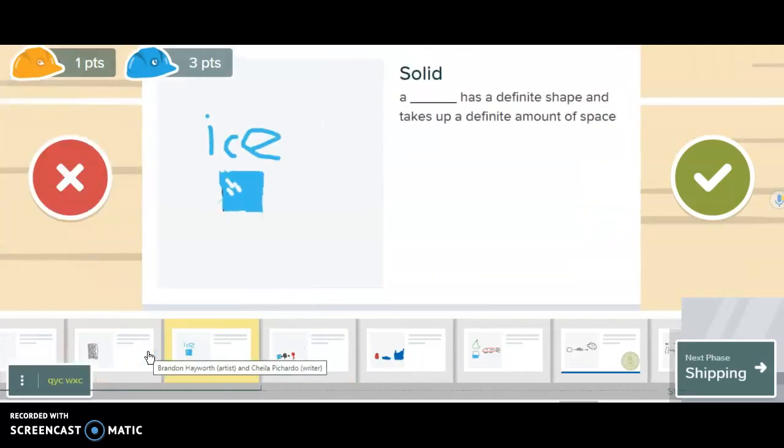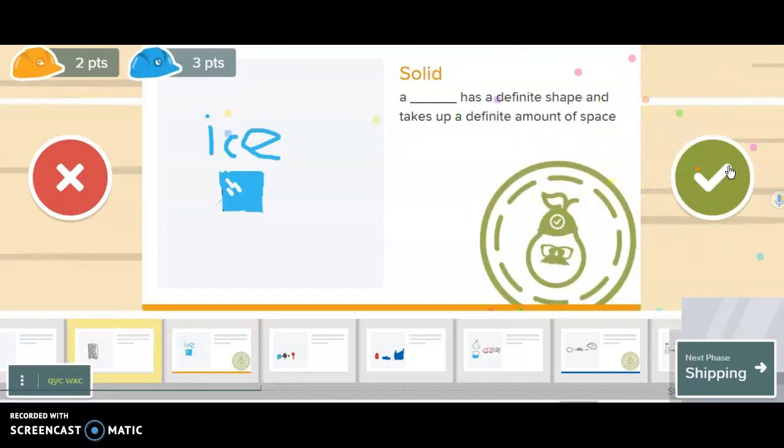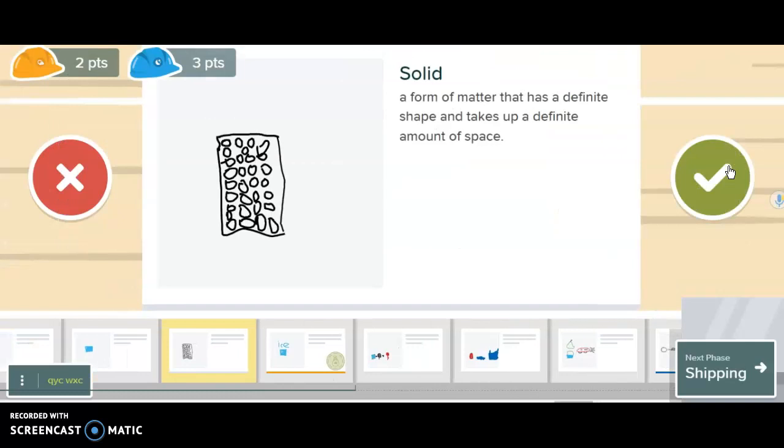And now we're back to this one. All right. A blank has a definite shape. It takes up a definite amount of space, and they used ice as their example. That's fantastic. Who did this? Okay. That's fine. A form of matter has a definite shape, takes a definite amount of space. Who did this one? Brandon, that's pretty good.